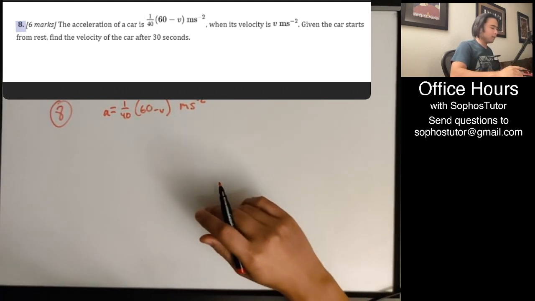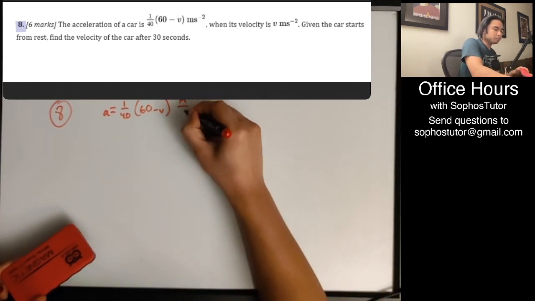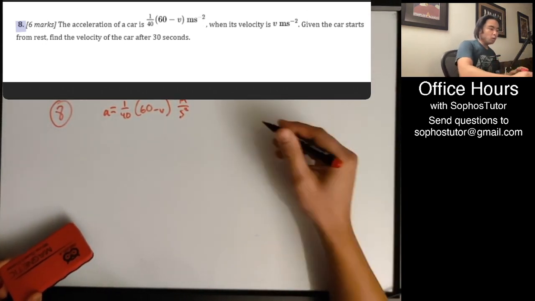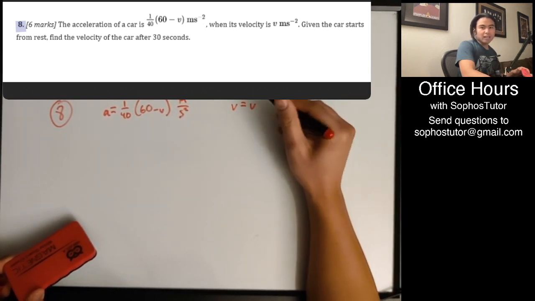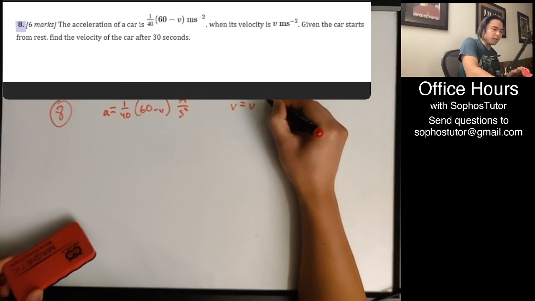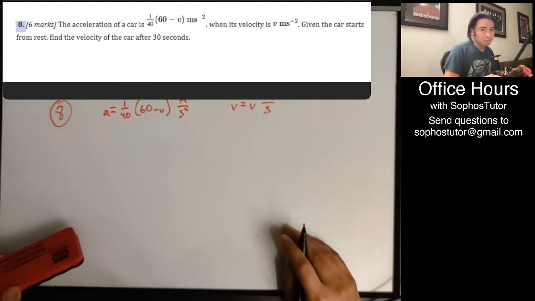You can also rewrite this as a fraction. This should be meters per second squared. In which the velocity v is equal to v meters per second. It says meters per second squared, but it really should be just meters per second, not meters per second squared. I think that's a typo.